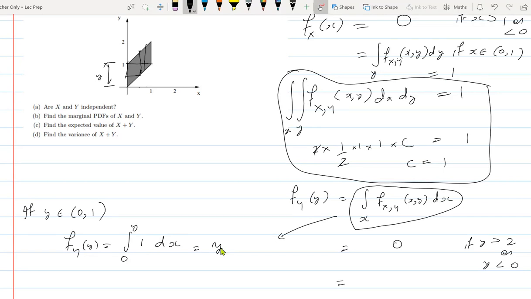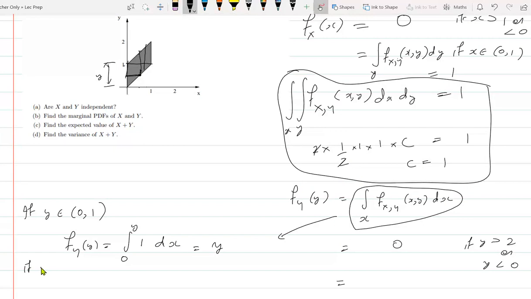Please explain this last part once again. When y is in the range 0 to 1, how much can x vary? X can vary from 0 all the way to the tip of this parallelogram. You agree? And what is the value at this tip? The value at this tip for x is equal to y. This is a 45-degree line. So instead of integrating from 0 to infinity, I just need to integrate all the way till y. Got it, sir.